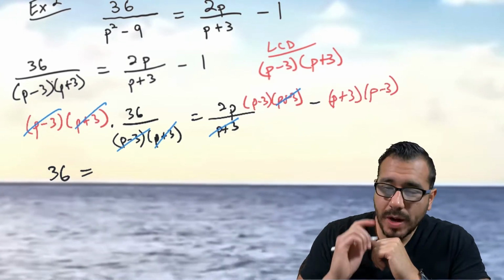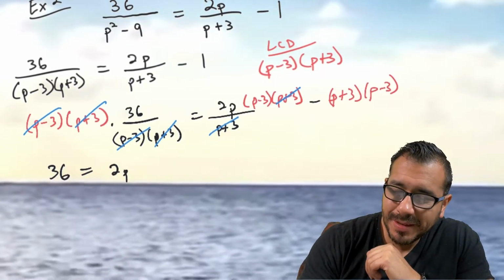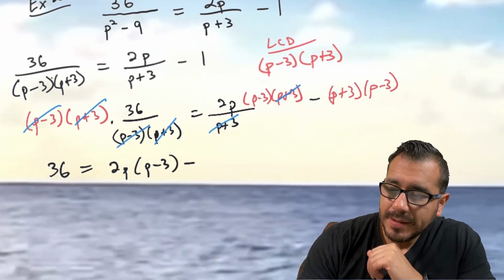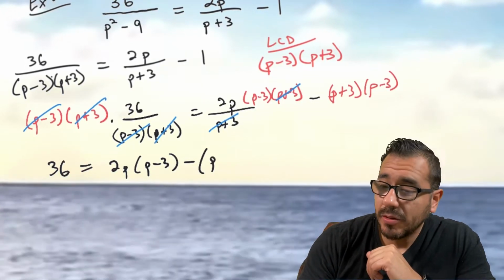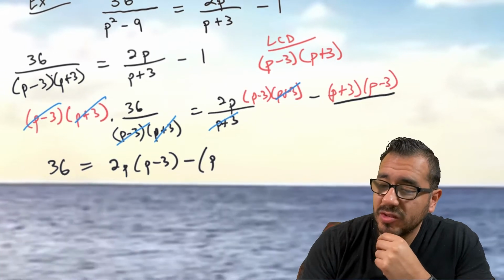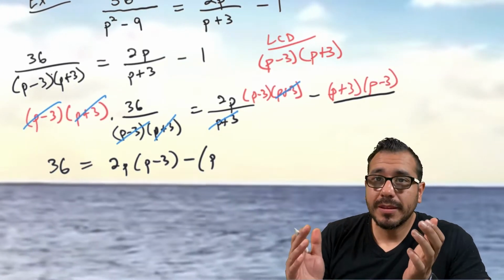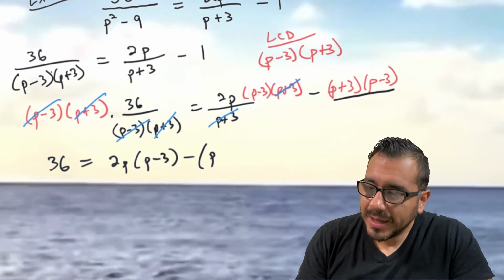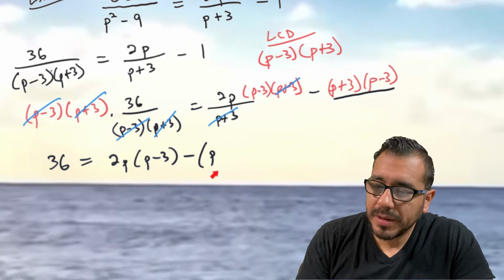All right, so watch out. So we get 2p, p minus 3, and then minus p. I'm going to go ahead and distribute all this right here. I'm going to distribute all that, but I'm going to keep it in parentheses, and I'll distribute that negative at the end. All right, does that make sense? So again, I'm going to distribute all this for you and put it in parentheses.